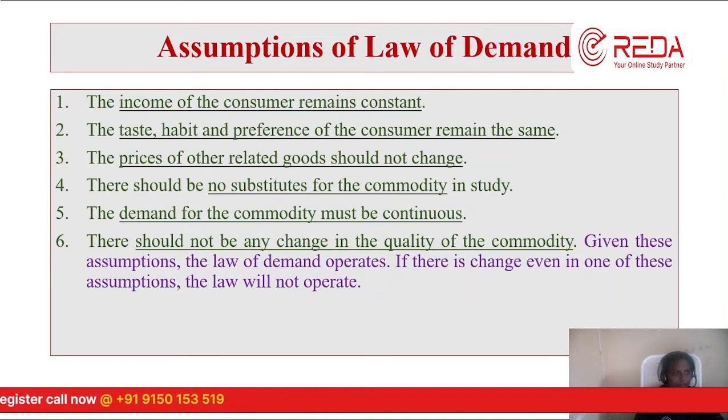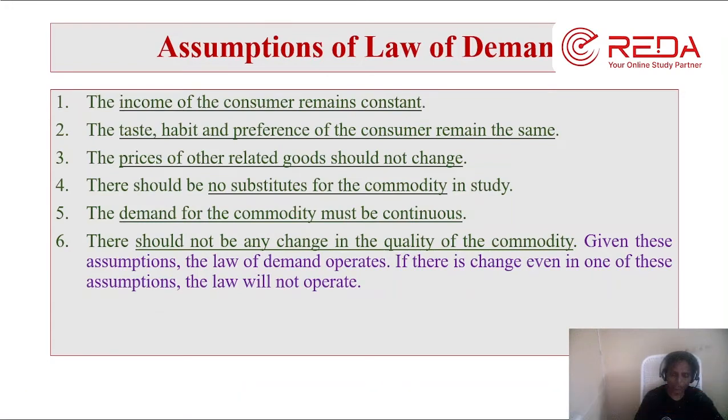Okay, then the demand for the commodity must be continuous. Continuously there should be a demand. If there is no demand for the commodity, it is not worth analyzing the demand for a particular commodity. Okay, then there should not be any change in the quality of the commodity. Yes, if there is no change in the quality of the commodity, what will happen? In the case of analyzing the demand for a commodity, there should not be any change.